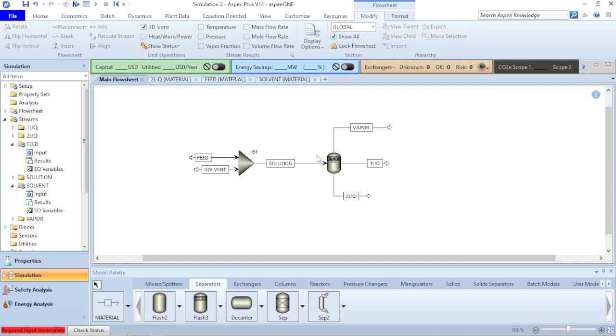So the last thing to specify right now, I can just change this to mix. That's my mixer. My flash drum is flash. All right, so let's go on. Let's straighten this.